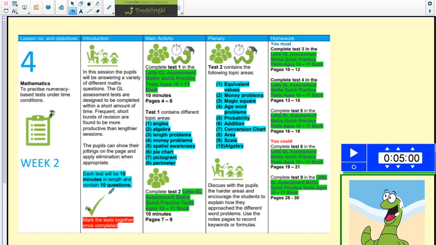We're going to do a couple of 10-minute tests. The book that we'll be using, I'll show you in just a moment, is the Maths Quick Practice Test Book for the 11 Plus. We'll go through in detail all the different problem topics that are going to come up. The thing to really take away from this lesson is that some things you're going to do brilliantly on, and some things you might struggle on.